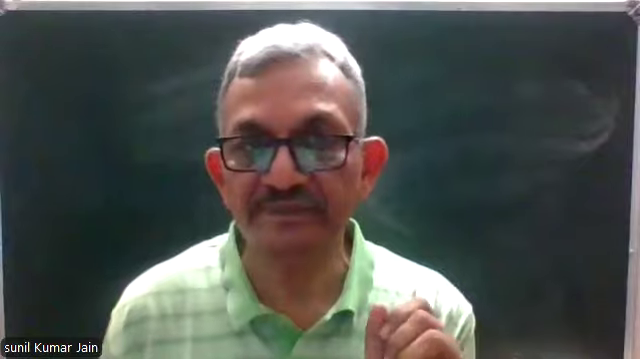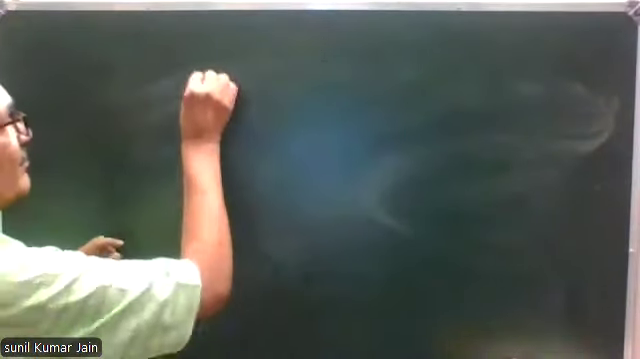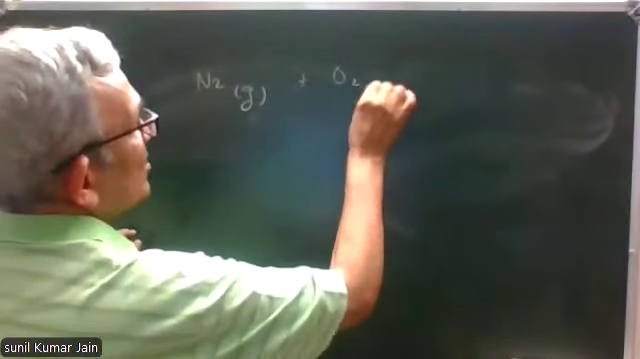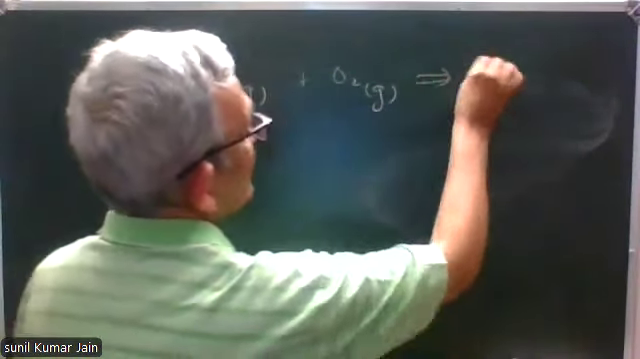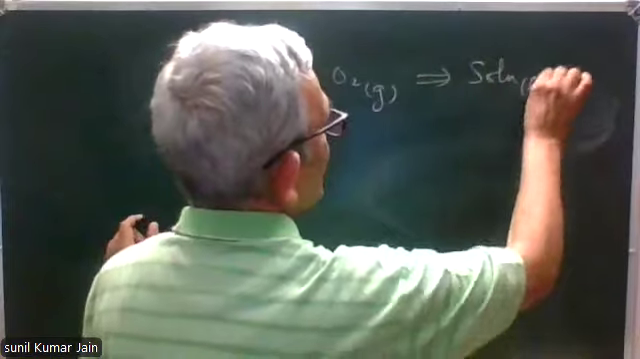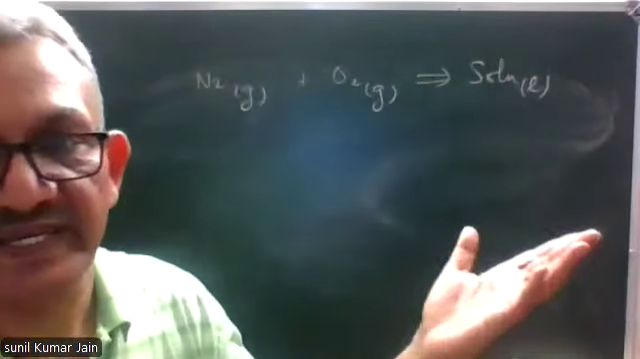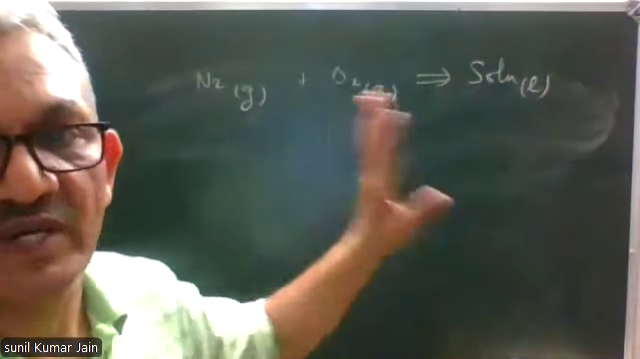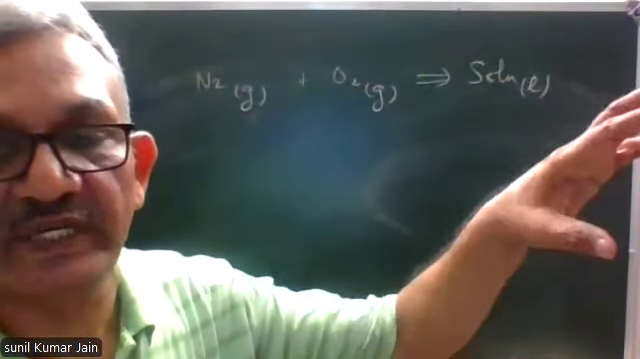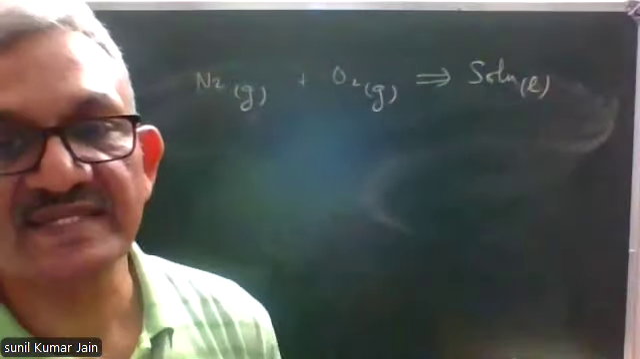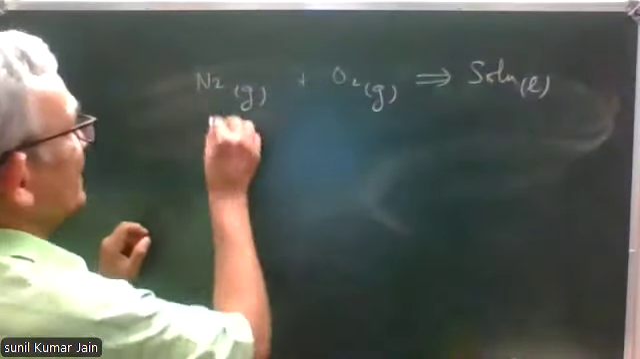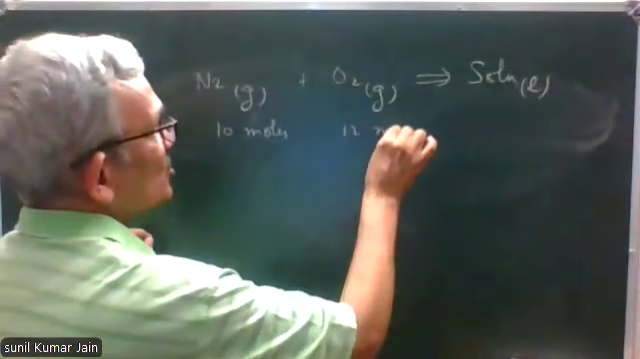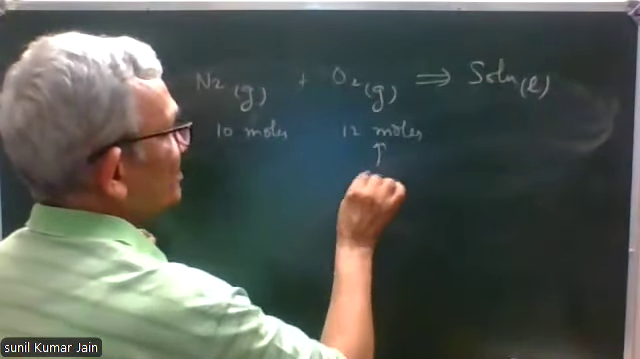For example, nitrogen is gas, oxygen is gas, and their solution, you can say air, is also gas. Now, out of these two components, the one which is present in more quantity by moles is considered as solvent. If I say this is 10 moles, this is 12 moles, then this will be the solvent.